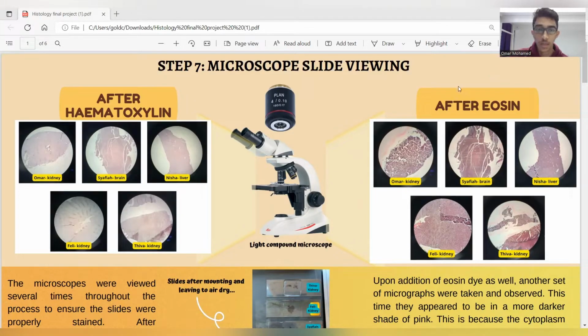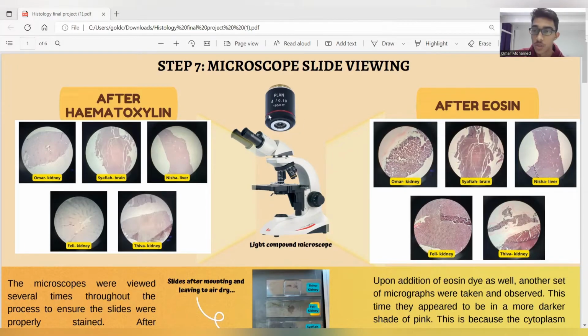So the slides were observed at 2 different points, one after hematoxylin, and here we can see that the slides have been stained in a light pink. This is because only the nucleus has been stained at this point in a dark blue color. And the second observation was after eosin, and the specimen looked much darker stained here because eosin has stained the cytoplasmic components in a reddish pink color.